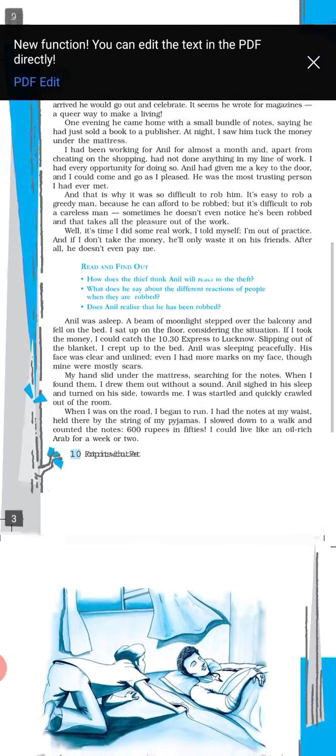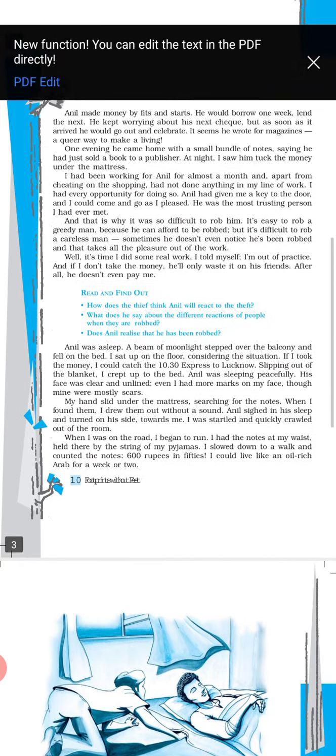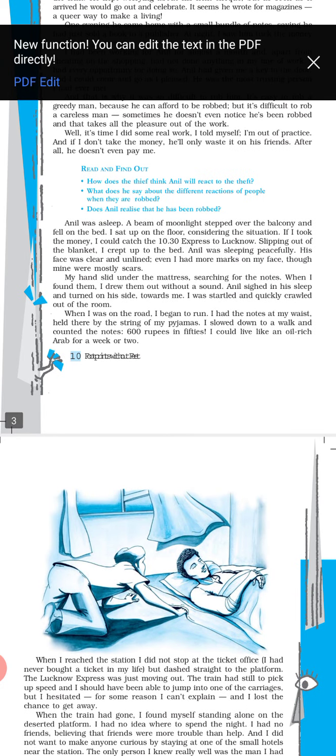Okay, now let us continue from page number 10, students. Okay, please follow the lines. Anil was asleep. A beam of moonlight stepped over the balcony and fell on the bed. I sat upon the floor, considering the situation.